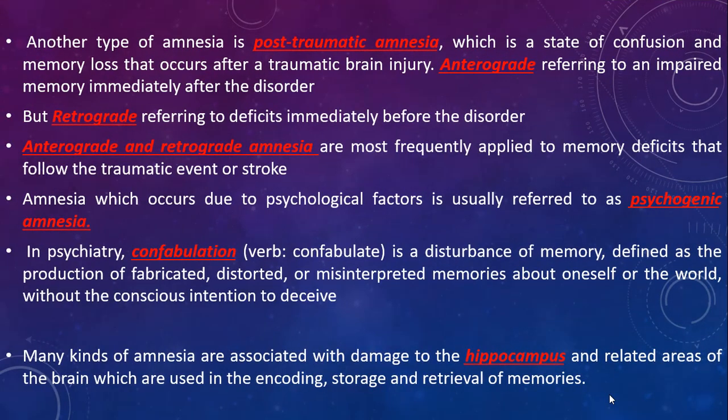Another type of amnesia is post-traumatic amnesia, which is a state of confusion and memory loss that occurs after a traumatic brain injury. Anterograde referring to an impaired memory immediately after the disorder, but retrograde referring to deficits immediately before the disorder. Anterograde and retrograde amnesia are most frequently applied to memory deficits that follow the traumatic event or stroke. Amnesia which occurs due to psychological factors is usually referred to as psychogenic amnesia.